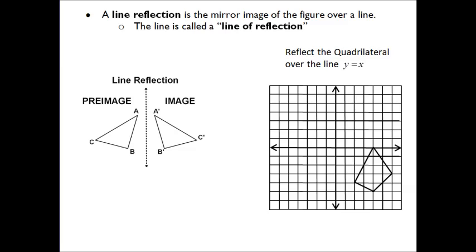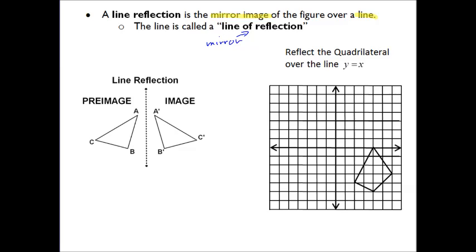A line reflection is the mirror image of the figure over a line. And that line is also called the line of reflection. And mirror image, think about that line of reflection as being a mirror that you look into and then you see your image on the other side.